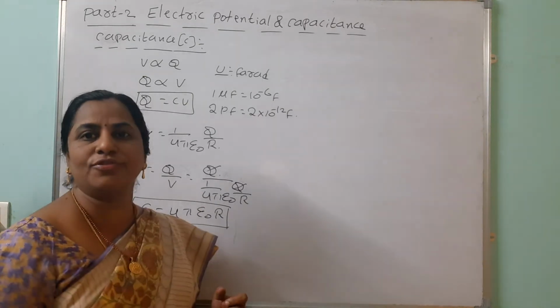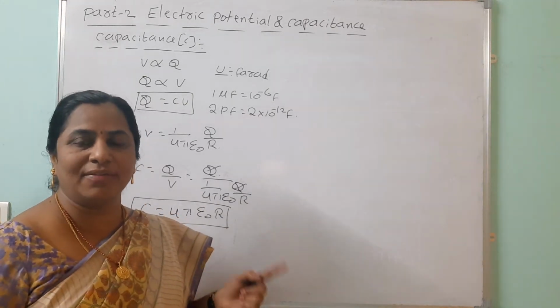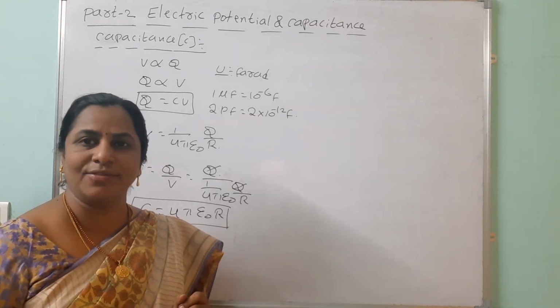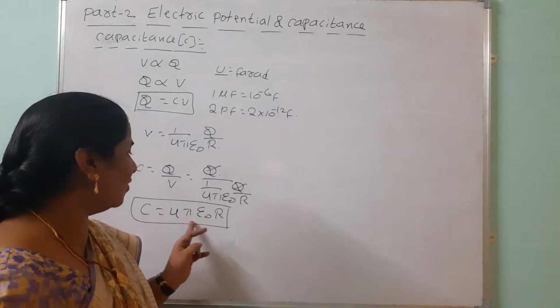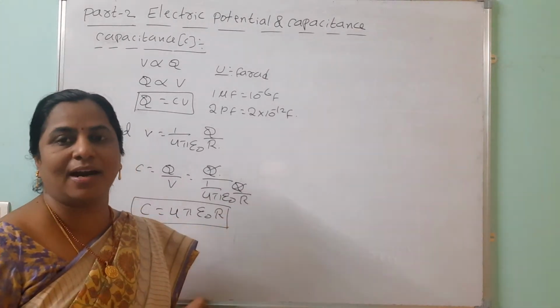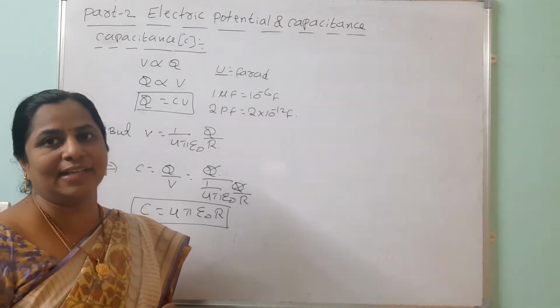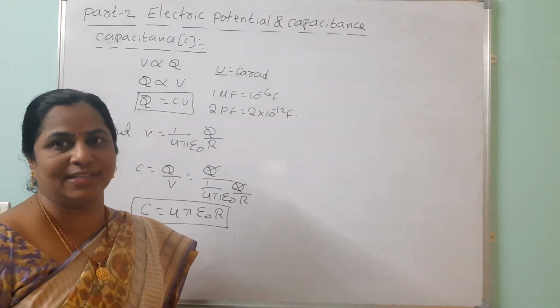Here I have given two formulas. One is C equals Q by V. When you know the charge and potential, we can use this. Another one is 4 pi epsilon naught into R. That depends on the radius of this one, and distance also we should consider here.